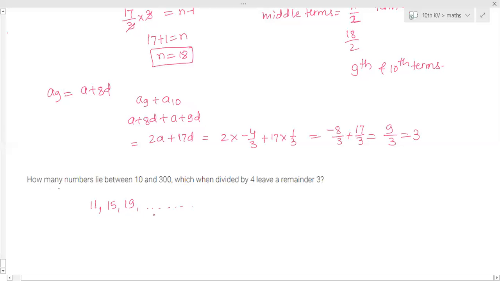Then the last number. It is between 10 and 300. That means 300 is not included. So we'll check for 299. 4 sevens are 28. 19. 4 fours are 16. 3 is the remainder, right? So 299 is the last number. And then find out how many terms there are. So find the value of n.